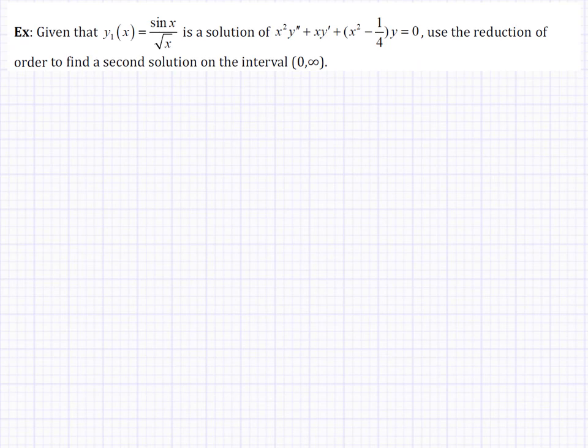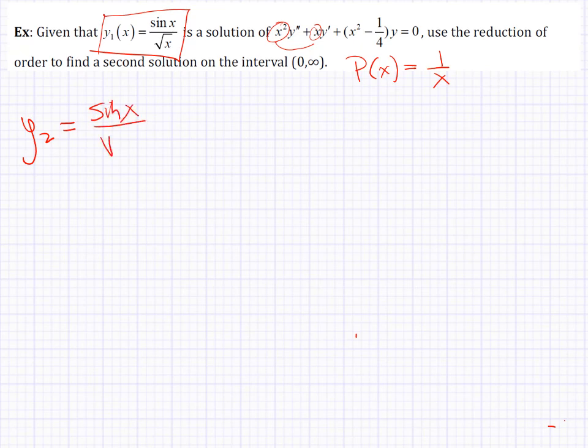Okay. Let's do one more. Okay, this one looks a little bit worse, but still, same deal. Here's your first solution. P of x, again, divide by x squared. Gotta put in standard form. So your P of x is going to be 1 over x again, because I take this and divide it by this. So my second solution would be my first solution times the integral of e to the negative integral of P of x over the first solution squared.